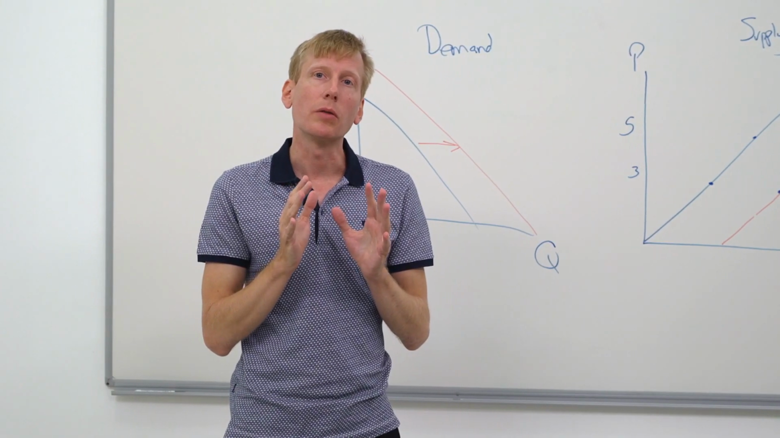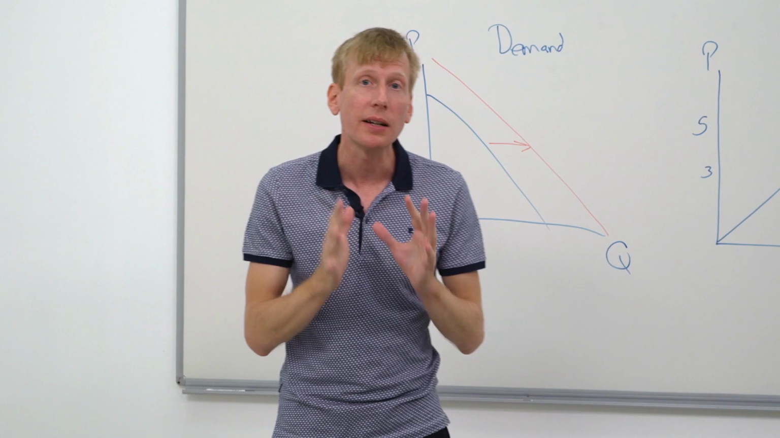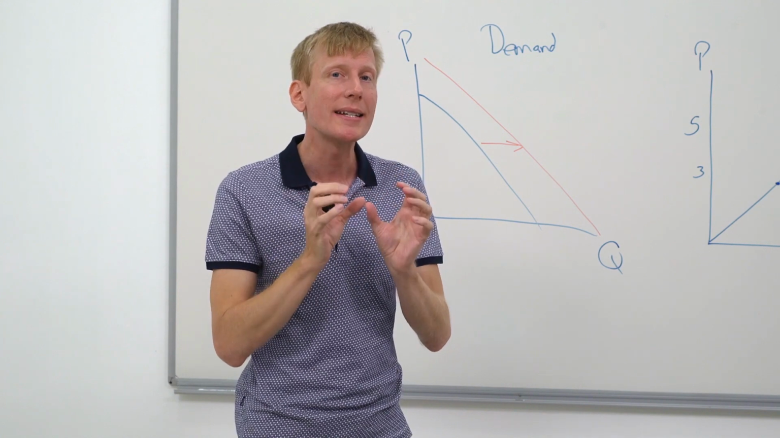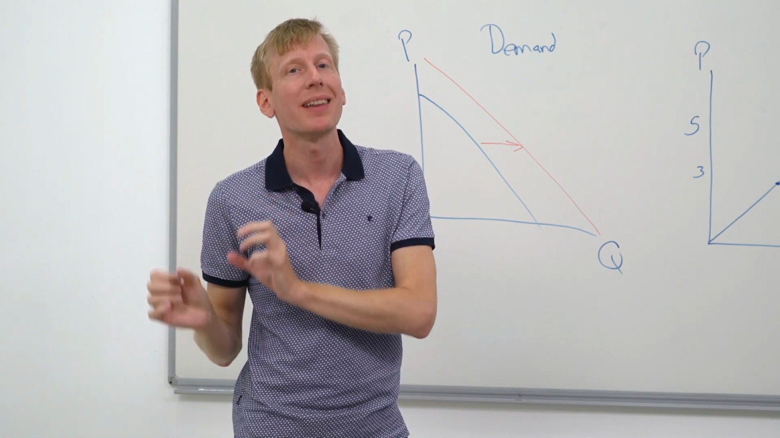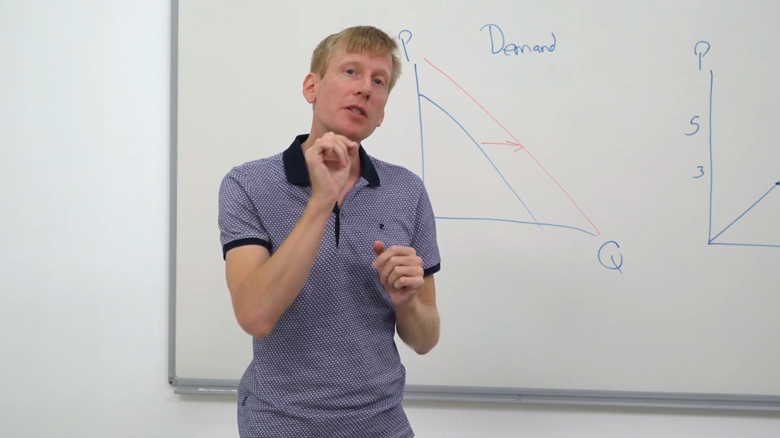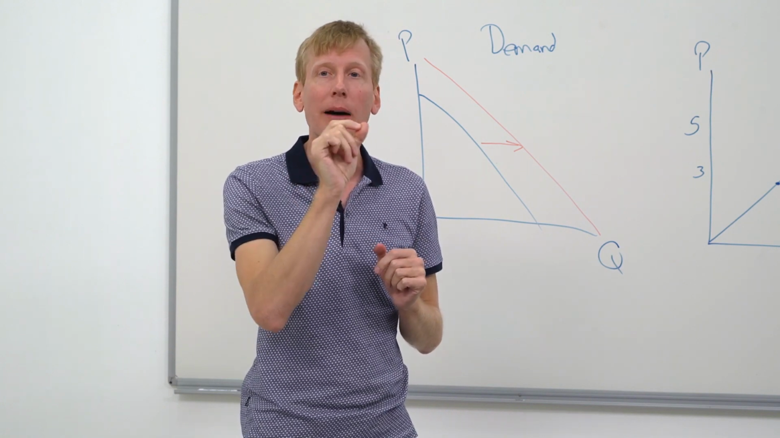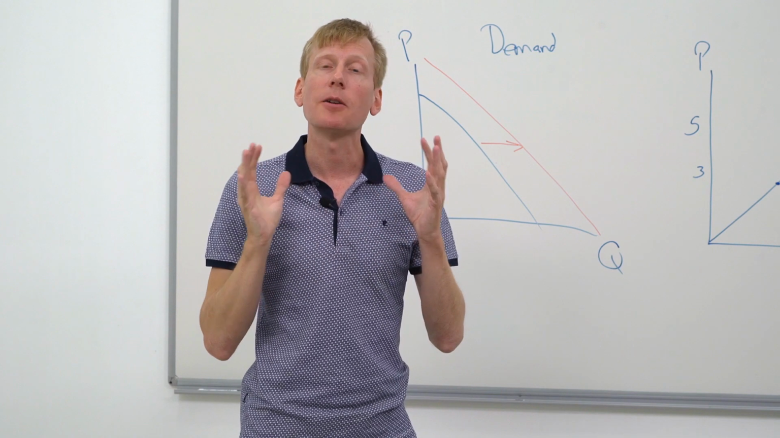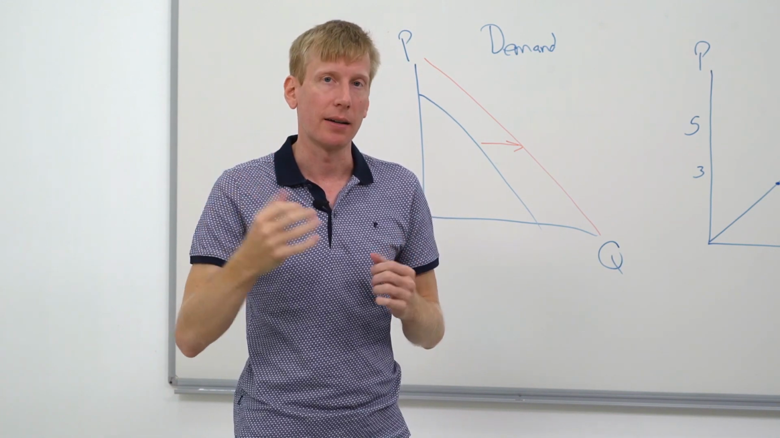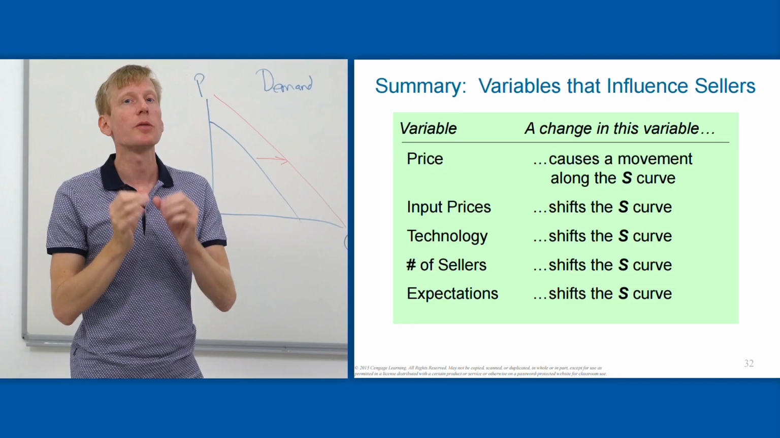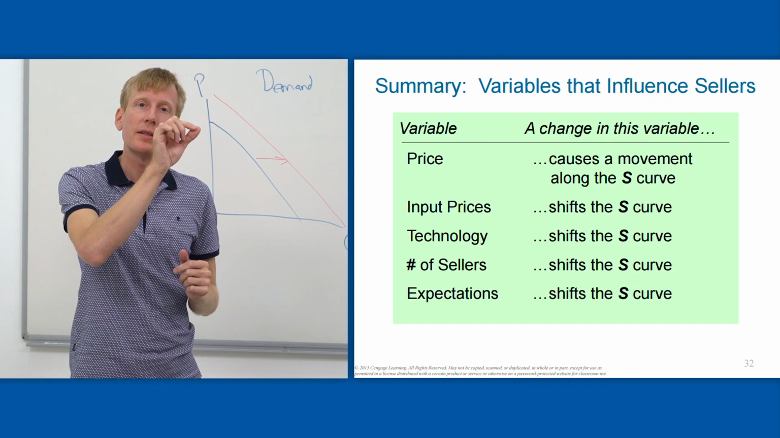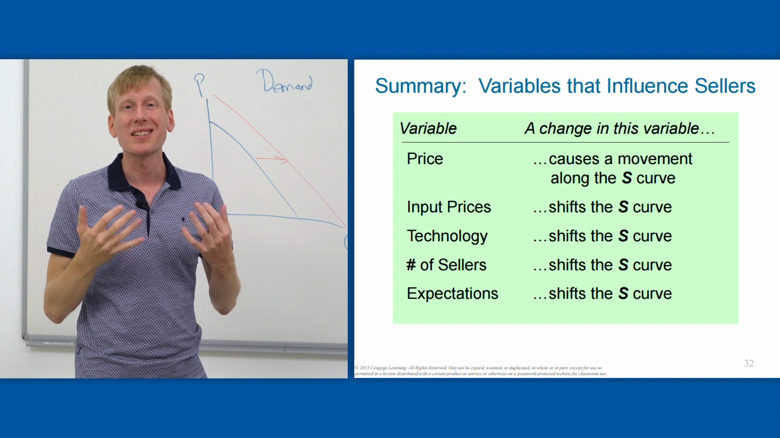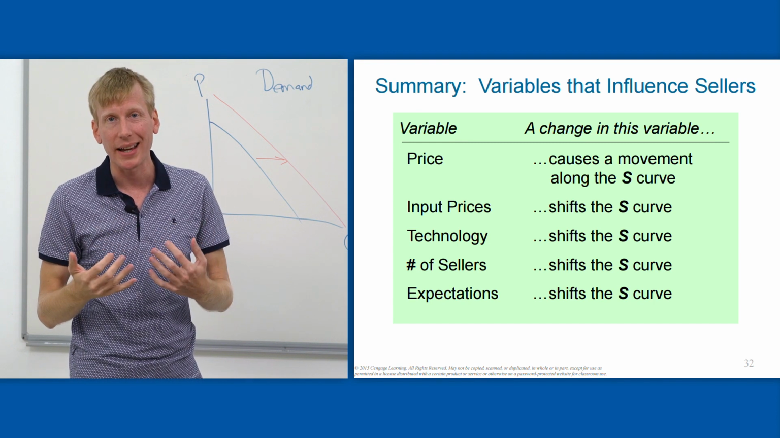Now, one last thing to note when it comes to supply. Again, this is a point that will be particularly important when it comes to questions on your midterm, is the distinction between quantity supplied and supply. Quantity supplied refers to a point on the curve, or the amount of the good that is sold at that particular point on the supply curve. Supply refers to the entire line. So if we change the price of the good, this causes us to move from one point on the supply curve to another point on the supply curve. It causes a change in quantity supplied.